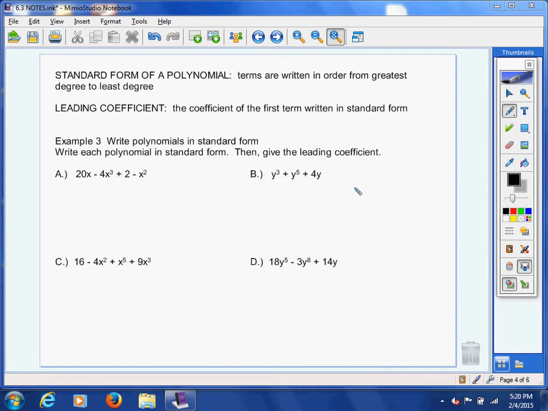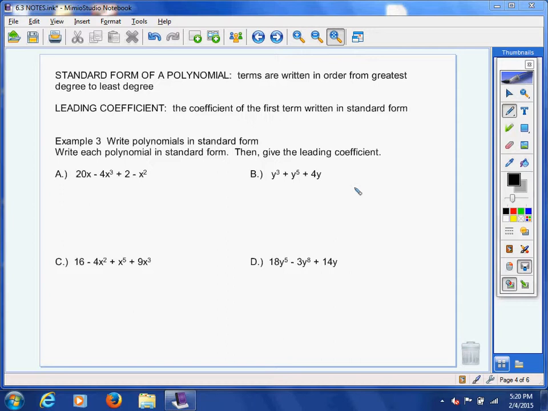We're still in section 6.3, but this time we're doing example 3, and our goal is to write polynomials in standard form. You probably didn't even realize that there was such a thing as writing polynomials in standard form. So that's what we're going to do today. Standard form of a polynomial all means is you are writing the terms in order from their greatest degree to the least degree.